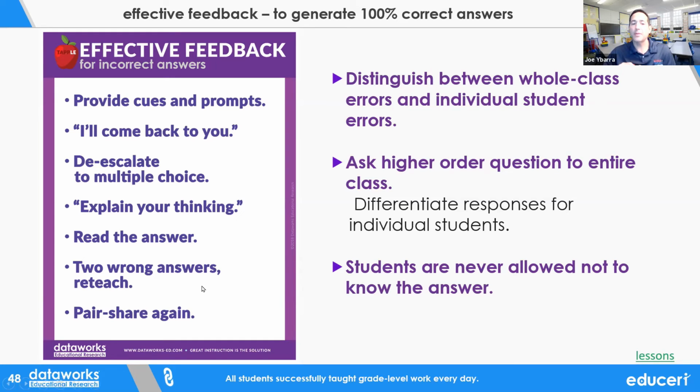Two wrong answers, I reteach. That's even if I ask them if they have the right answers on their whiteboard. Can you tell me why you chose B? No. Can you tell me why you chose B? No. I have to reteach and maybe even reteach pair sharing. I'm showing you this because you're going to see a lot of this in my character lesson.